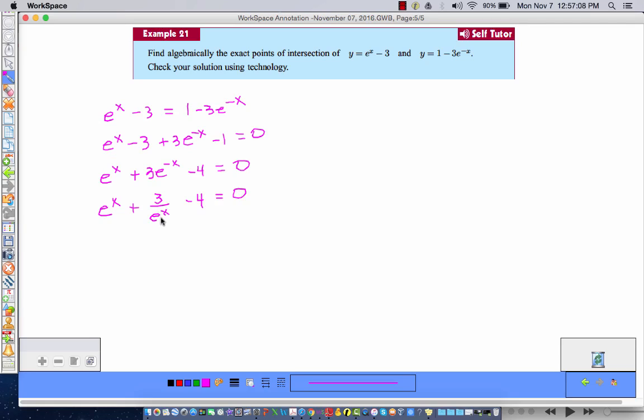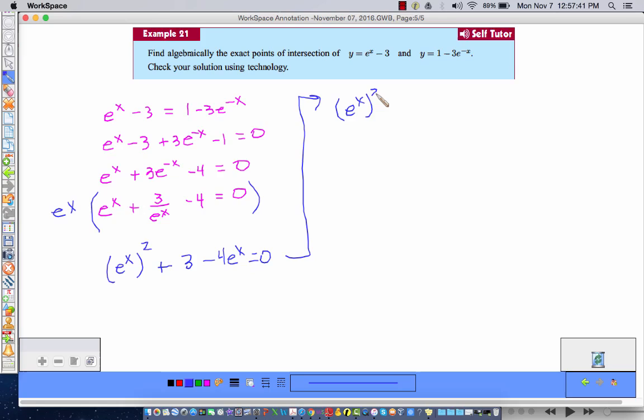the zero product principle. What's bothering me here is I have e to the x in the denominator. But what happens if I multiply everything through by e to the x? Well, e to the x times e to the x is e to the x squared, plus e to the x times 3 over e to the x. The e to the x's cancel, and I have 3, and then minus 4 e to the x equals 0. Let's rewrite that as e to the x squared minus 4e to the x plus 3 equals 0.